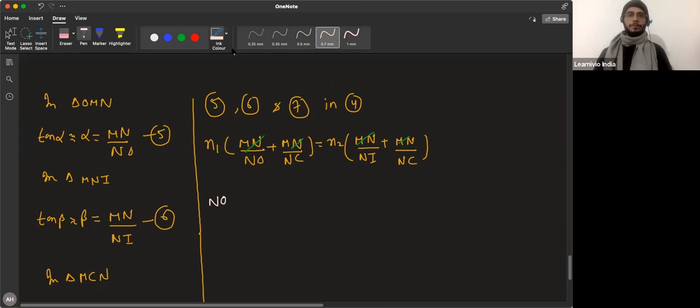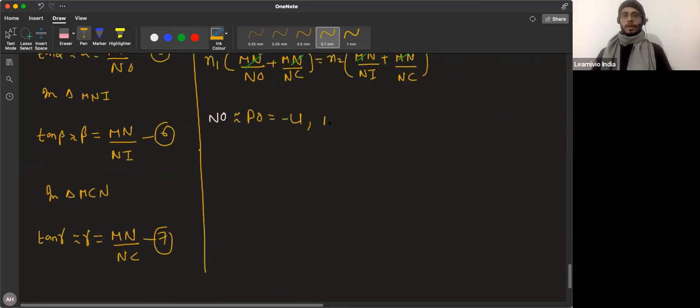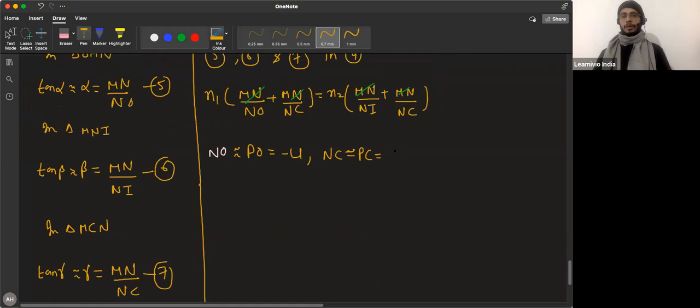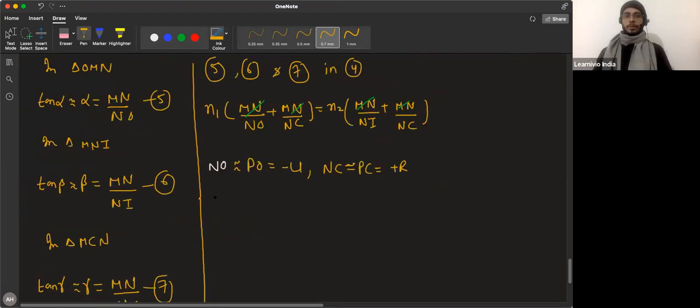Next, you can write NO as PO. See, this is PO, that's minus of u. Similarly, NC is approximately equal to PC. So PC is R plus R. Similarly, NI, from N to I, you're moving in a direction opposite to that of light. So NI is minus of v. NI is almost equal to PI, which is minus of v. So when you do all these substitutions, I get n1 into 1 by minus u plus 1 by R, equals n2 into 1 by minus v plus 1 by R.